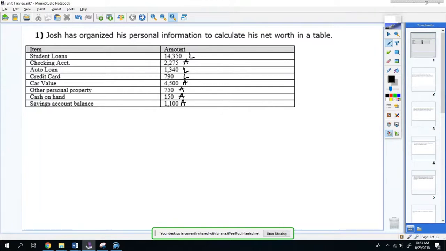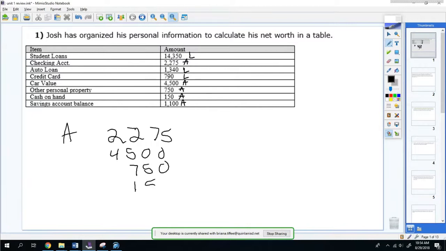So now I'm going to add up all my A's. My first A is 2,000, 2,275. My next A is 4,500. My next asset is 750. My next one is 150. My last one is 1,100. So you add them all up, and when you add them up, you get $8,775 as your assets.